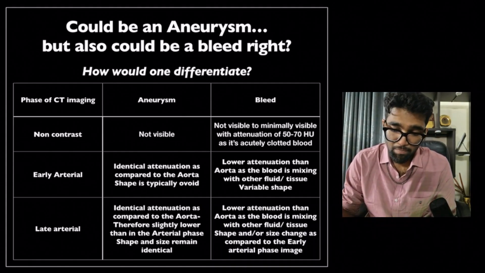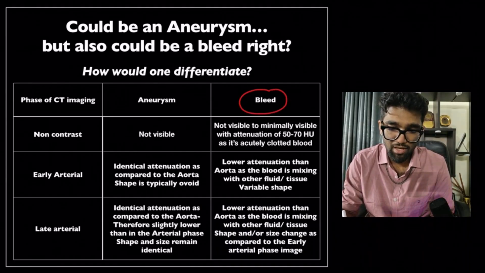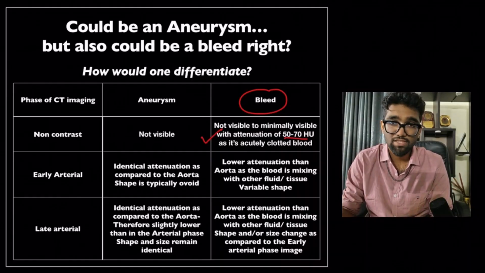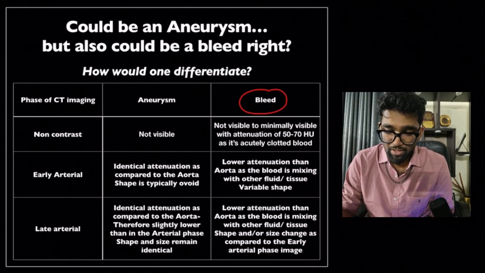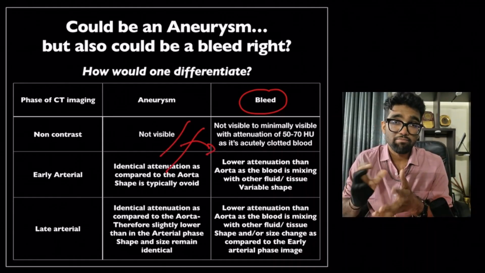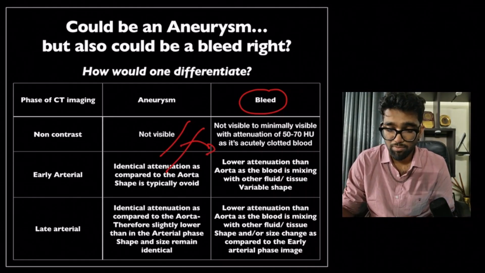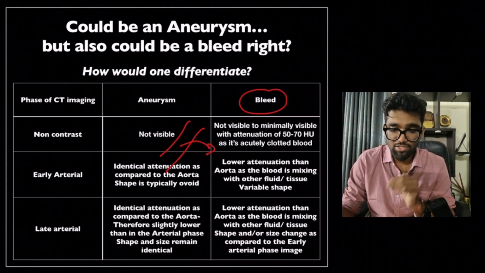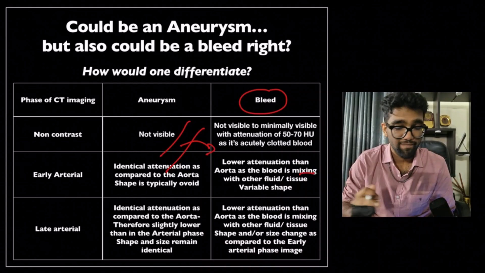However, when it comes to a bleed, what we find is that initially most bleeds are not visible, or they may be visible and have the attenuation of clotted blood. As we've discussed previously, that is around 50 to 70 Hounsfield units, but they can be very difficult to see. Now, during the early arterial phase, what you will find is that blood is seeping out of the blood vessel, so it is coming out. But it is getting mixed with the contents of the soft tissue or the collection that the bleeding is occurring into. Because of that, its attenuation is slightly lower than that in the aorta.